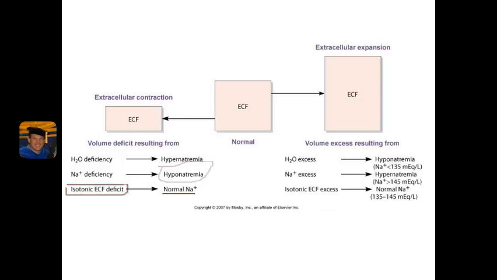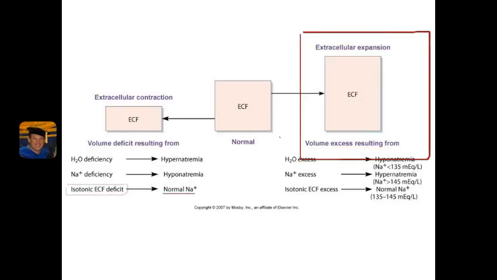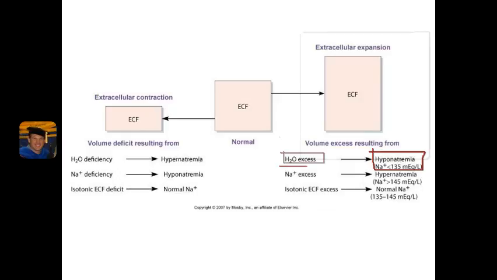On the other side, on the extracellular expansion side, now we've got too much water. So if we have a pure water excess, we're going to dilute the amount of normal sodium that we have, and we're going to end up with hyponatremia. If we have a sodium excess, remember, water tends to follow sodium. So as you hold on to sodium, you're going to hold on to more water also. You're going to end up with hypernatremia. And then if you're gaining water and sodium at the same rate, you're going to end up with normal sodium.